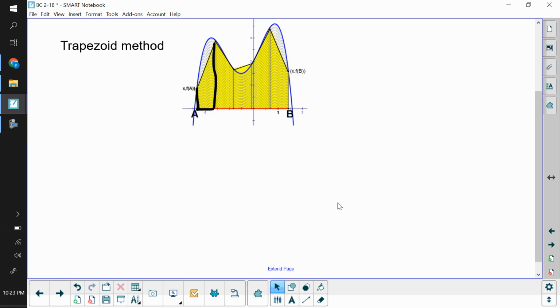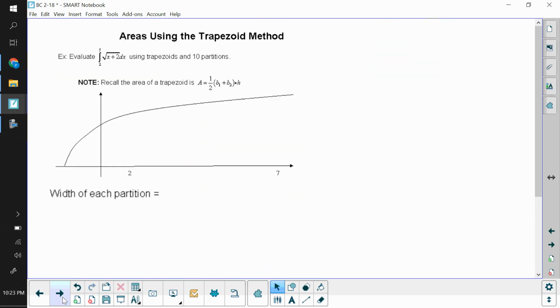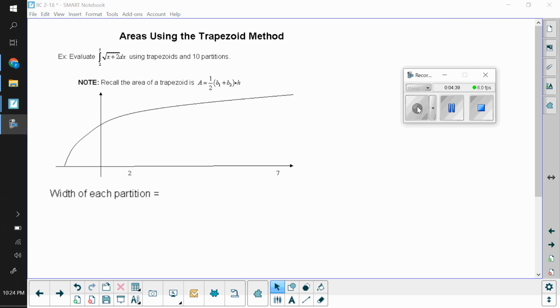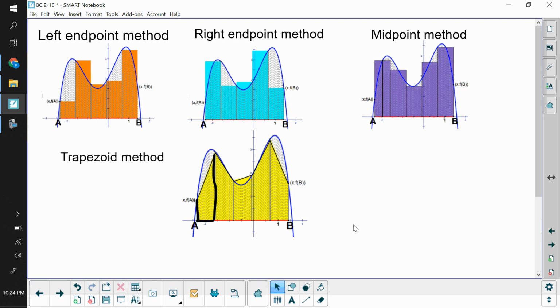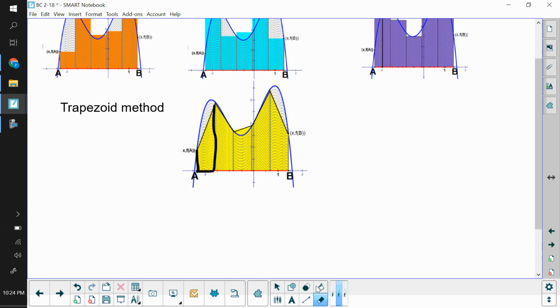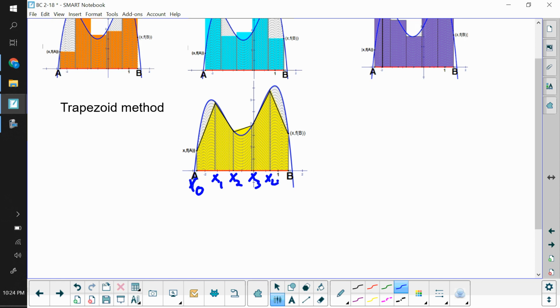Actually, let's stay on that slide with the pictures here, and we're going to talk you through the setup for it. So in this picture here, let's label the A as our x0. Then this reference point would be x1, x2, x3, x4, and x5.